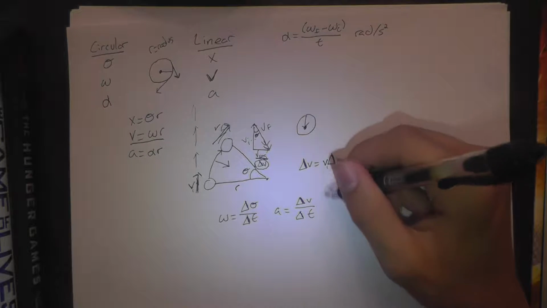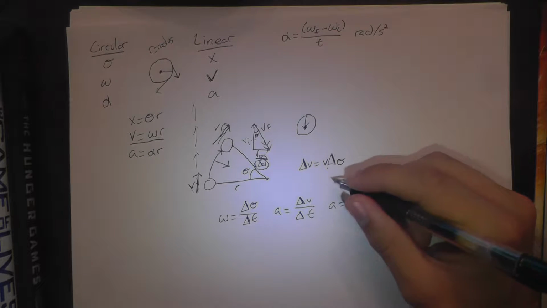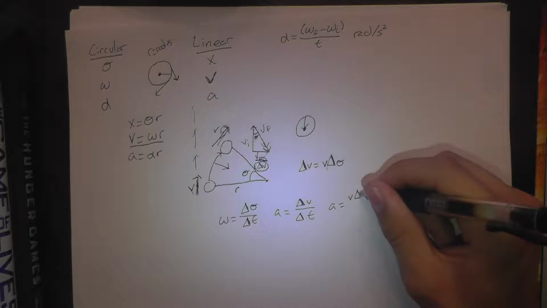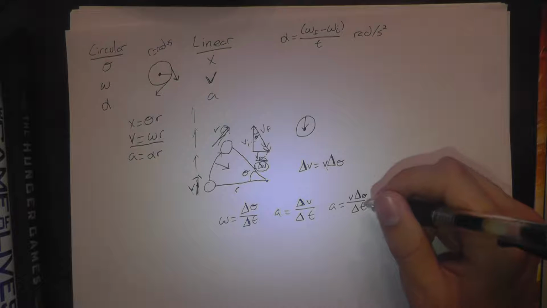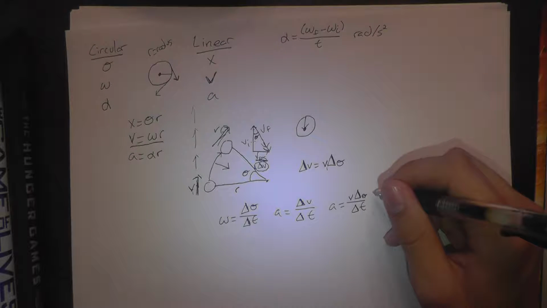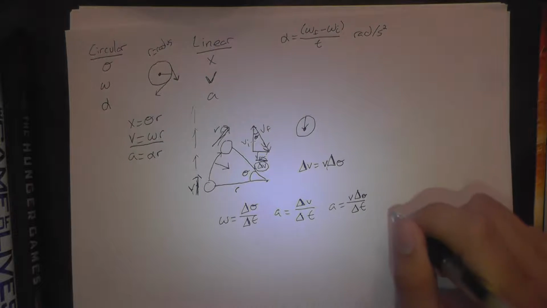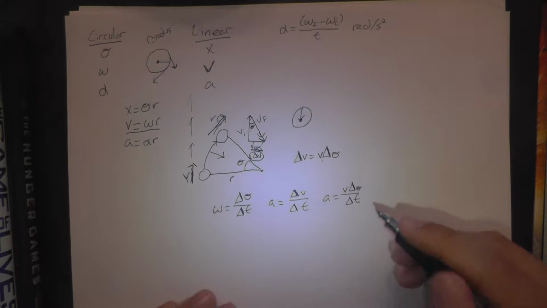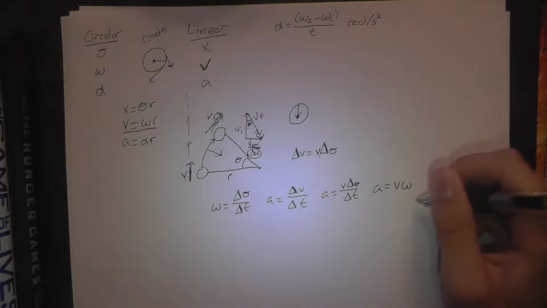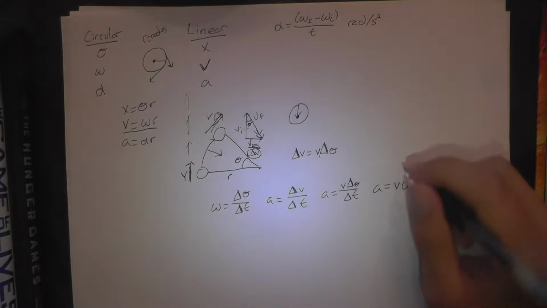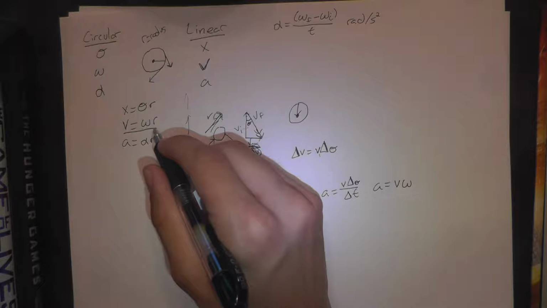Now, how is this useful? Well, now we can say that our acceleration equals our initial velocity times our change in angular displacement over our change in time. That's a bit of a change up there. And then if you just want to simplify that, well, what do we know about change in angular displacement over change in time? That equals our angular velocity. So now we know centripetal acceleration is equal to your initial velocity times your angular velocity. Bam!